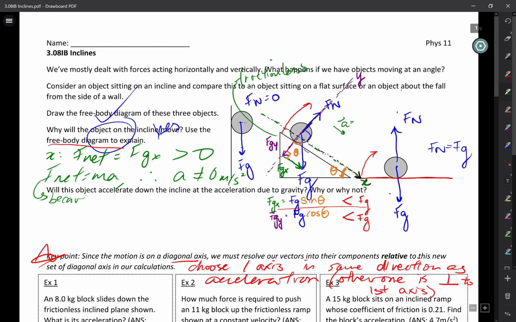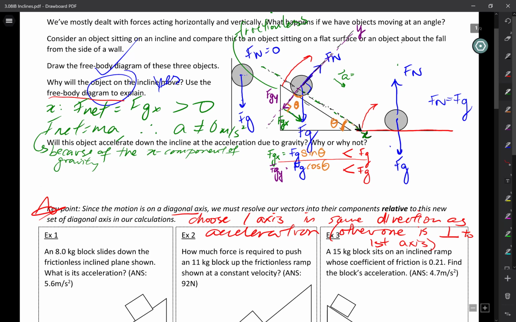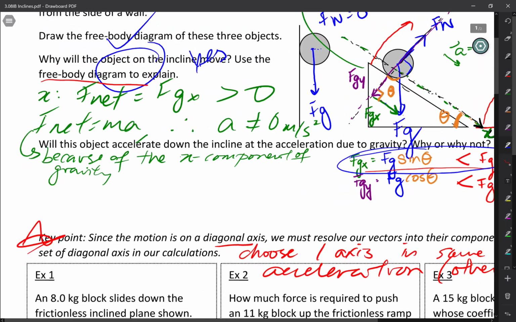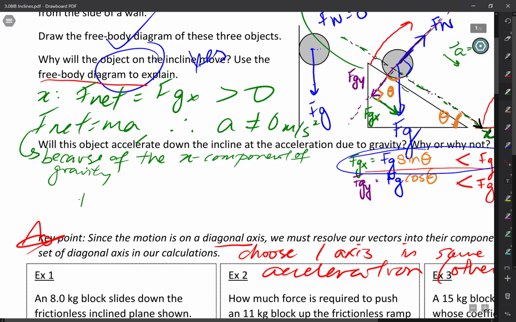So how does the object accelerate down the incline? Because of FGX, because of a component of gravity. The next question is, will this object accelerate down the incline at the acceleration due to gravity? Why or why not? Let's take a look at this relationship for the acceleration of my object going down the incline. We have FGX equal to F net, and that is equal to the mass of the object times acceleration.